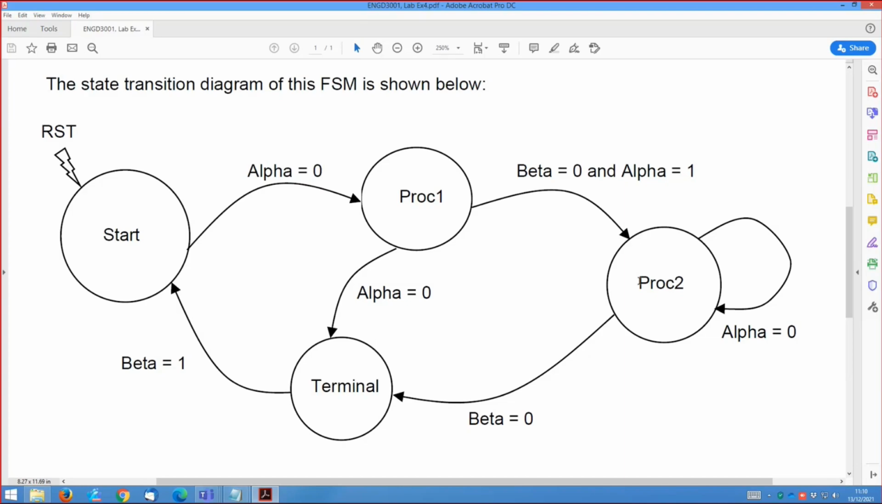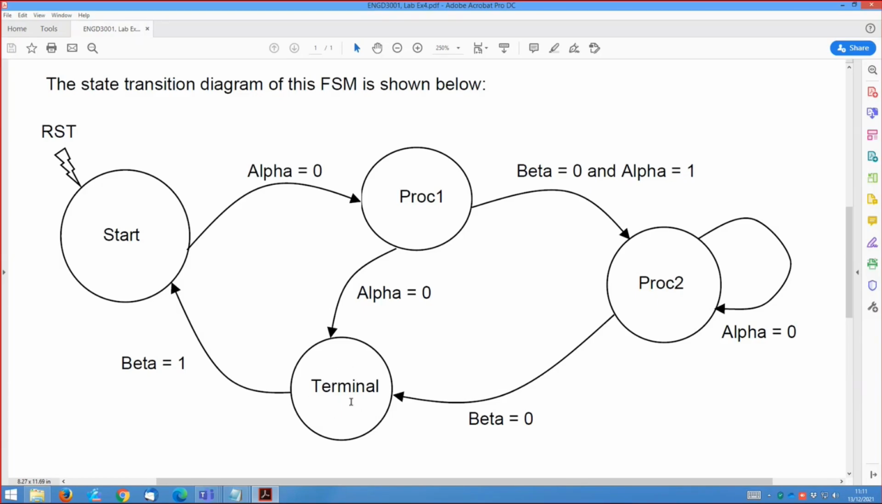Let's say that we are now in the proc 2 state. The only way to move from proc 2 state would be if beta equals 0, and at that point we'll be moving into the terminal state. For any other choice which is different from beta equals 0, we'll be essentially staying in proc 2. So that would be true both for alpha equals 0, as shown in here specifically, but also whenever beta is not 0. So if beta is 1, we'll also stay in proc 2 as well. Essentially, the only way to move there would be when beta is 0, in which case we're going to the terminal state.